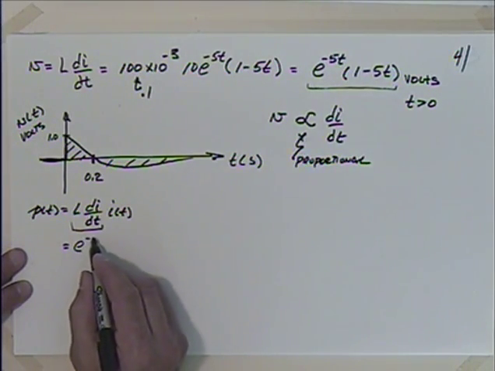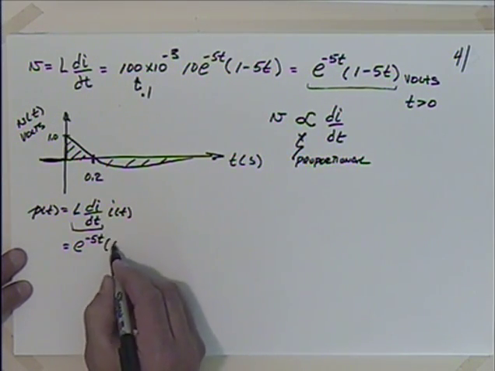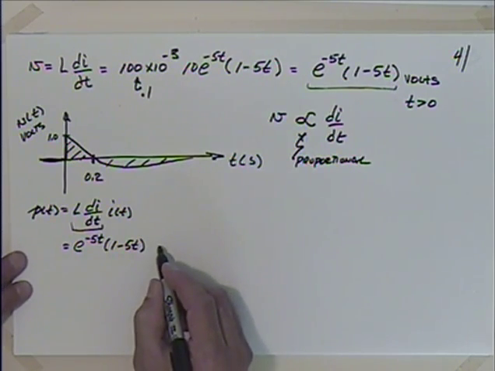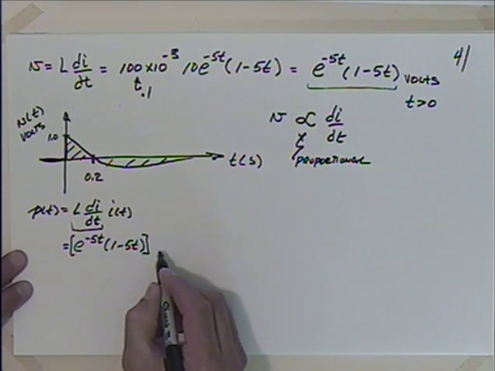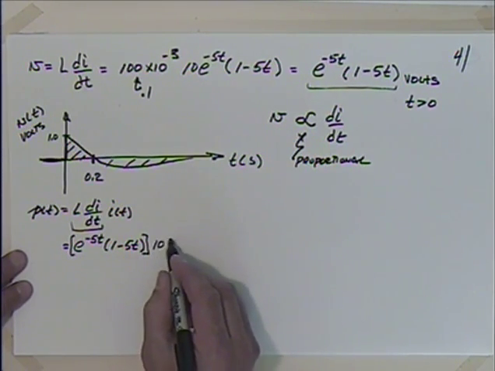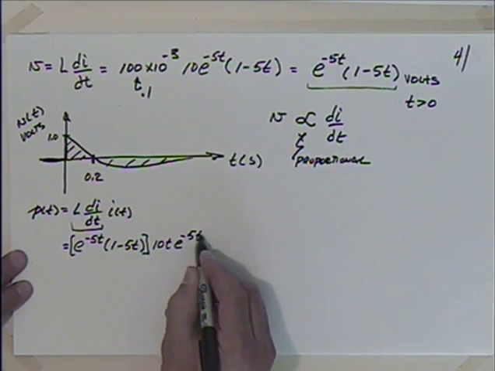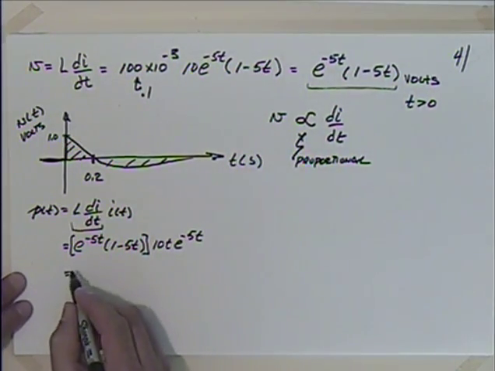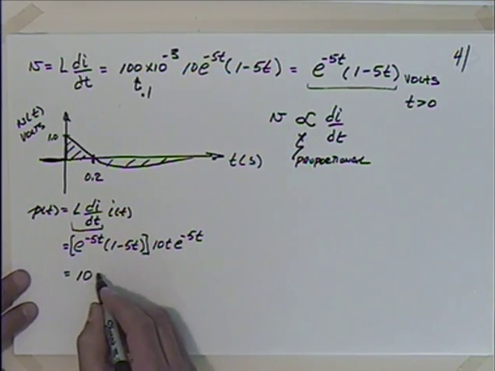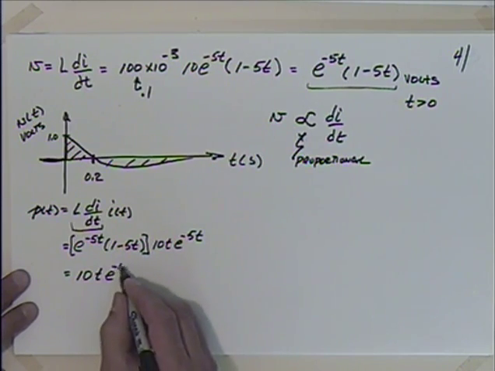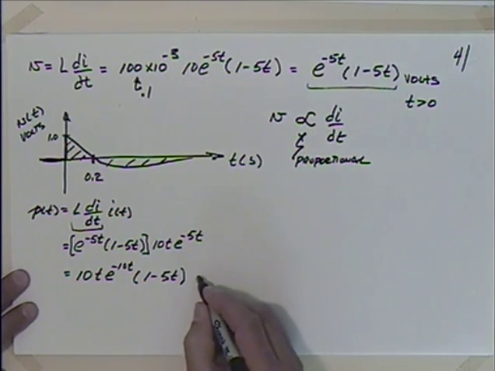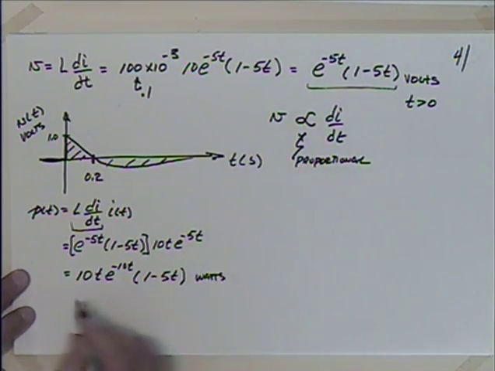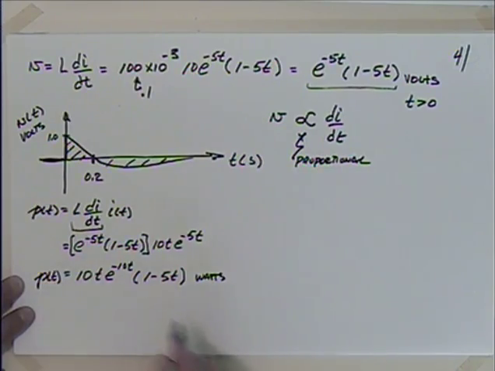e to the minus 5t times (1 minus 5t). And then I'm going to multiply this by i, which we said was 10t e to the minus 5t. So when you go through there, this turns out to be 10t e, going to add exponents, so it becomes minus 10t times the quantity (1 minus 5t). This is watts. So that's the expression for the power.